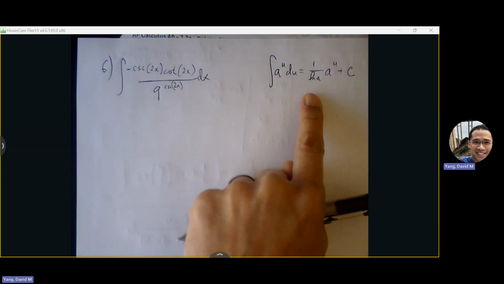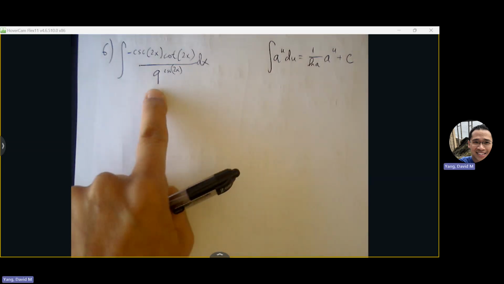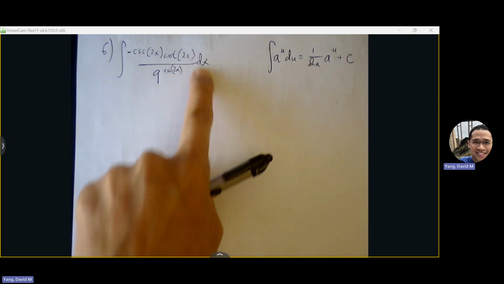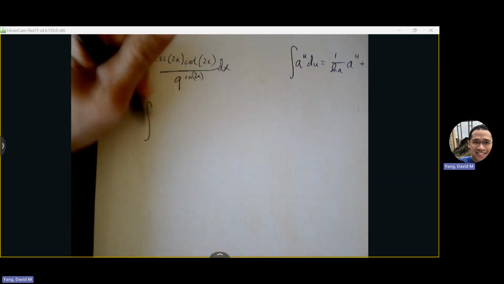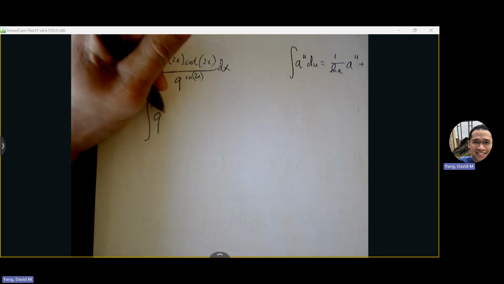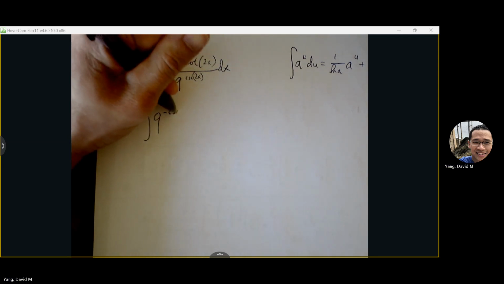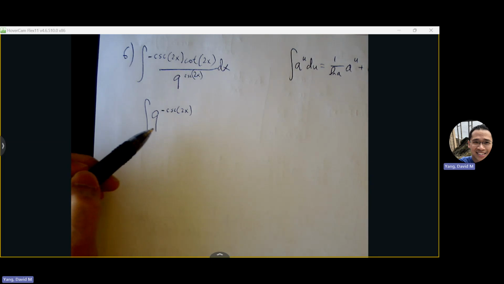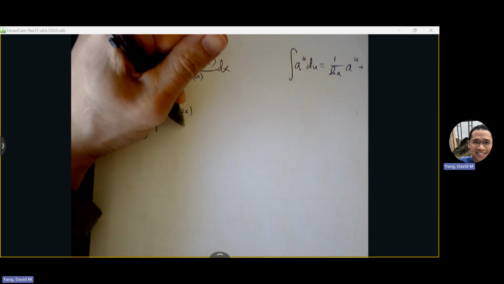So here's the rule that we're trying to match. If I want that 9 to be in the numerator, I've got to force that exponent to be negative so I can push that up. So let's rewrite this problem before we go through our full u-substitution. This is a better form for our problem here.